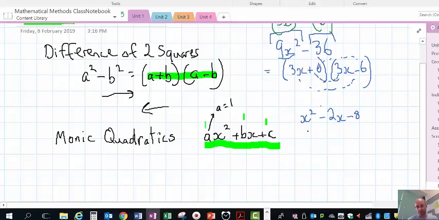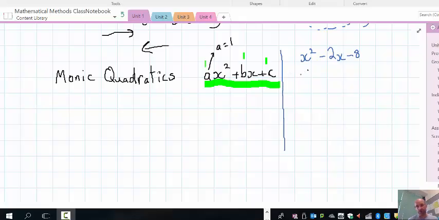And b would be negative 2, because you could go plus negative 2. Alright, so it's plussing a negative 2, so b is negative 2. And same with c. C is negative 8, because it's the same as plus negative 8. So it does follow that pattern there. We need to factorise that into a product of its factors.